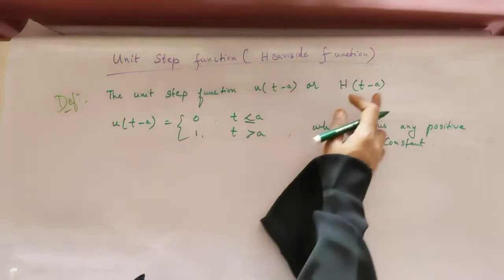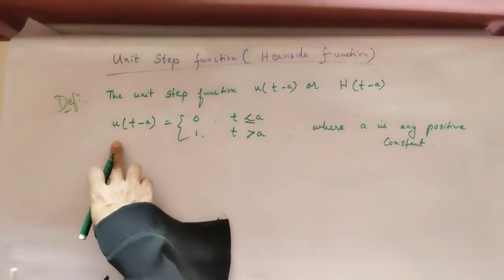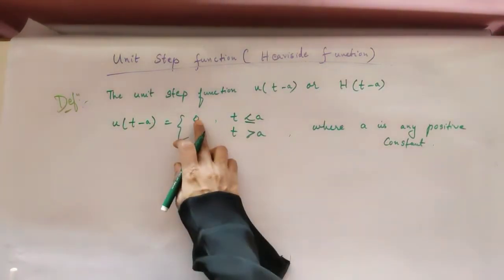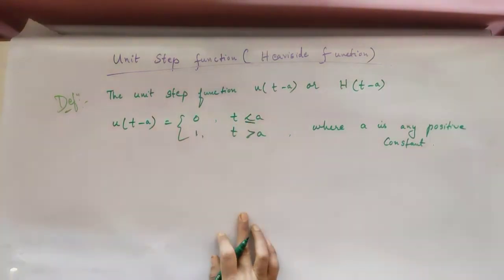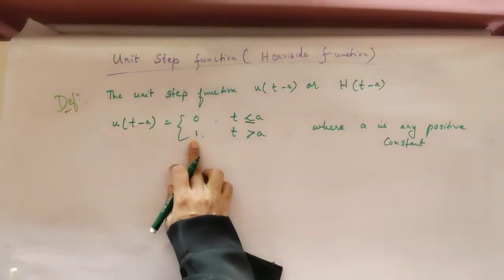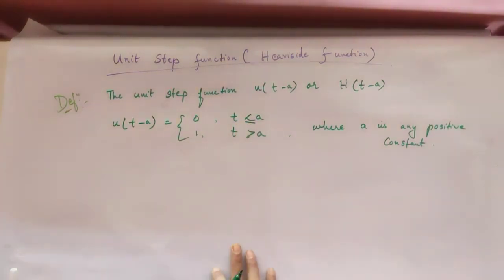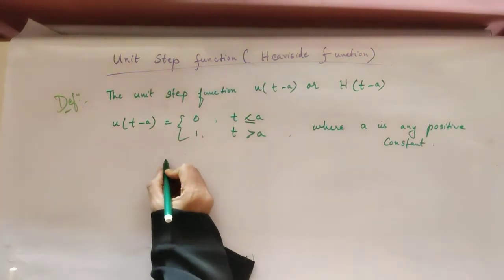It is defined to be u of t minus a equal to 0 when t is less than or equal to a, and 1 when t is greater than a. If I show it graphically, it will be something like this.